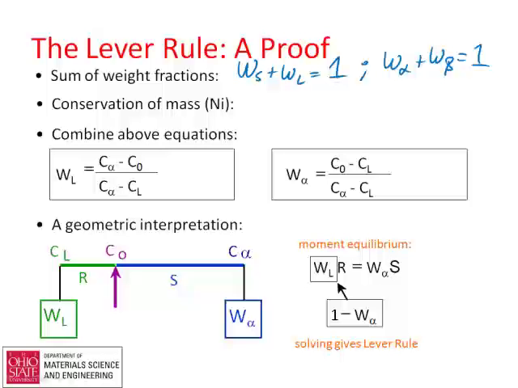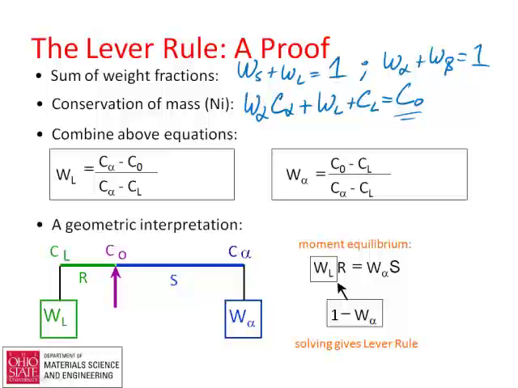And the other thing, you have to have a conservation of mass for each phase. So what you can do is say the weight fraction of alpha multiplied by the composition of alpha plus the weight fraction of liquid multiplied by the composition of liquid has to equal the overall composition. So for example, if I've got something that I know is 10% nickel, and most of it is alpha, you know that nickel has to partition among those things.